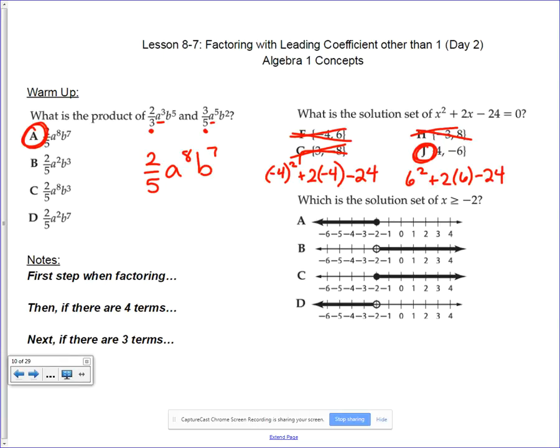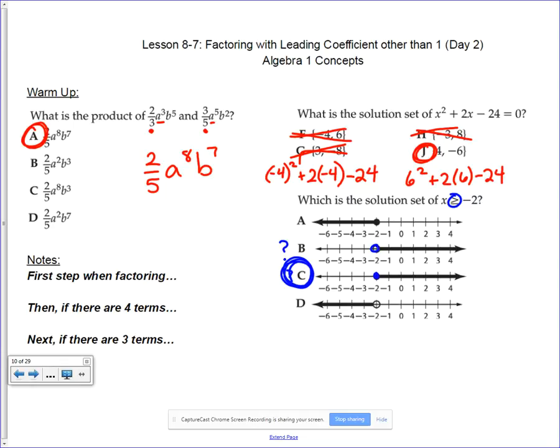It says, which is the solution set of x is, what is this symbol right here? Greater than or equal to -2. So where is it shaded greater than or equal to -2? C is a possibility, right? Which other one's a possibility? B. Now, the only difference is this circle versus this circle. One's open, one's closed. That has a bar on it, doesn't it? Which means it better be the closed one, which is letter C.